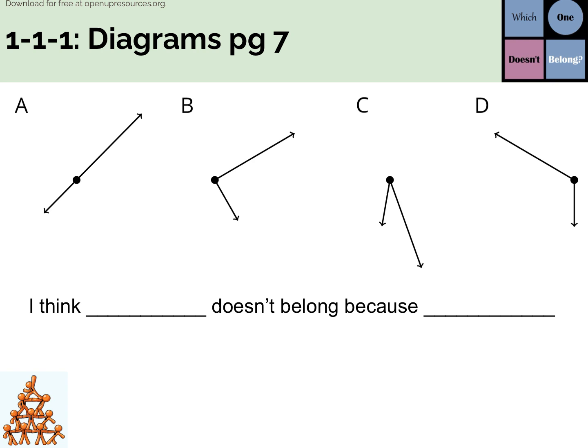So there are many different answers that you can have. One thing might be, I think A doesn't belong because it's straight. I think B doesn't belong because it's kind of like a right triangle. I think C doesn't belong because it is the acute angle. It's the smallest. I think D doesn't belong because it's bigger, but not also straight. So there are many different ways as far as which one doesn't belong in here.